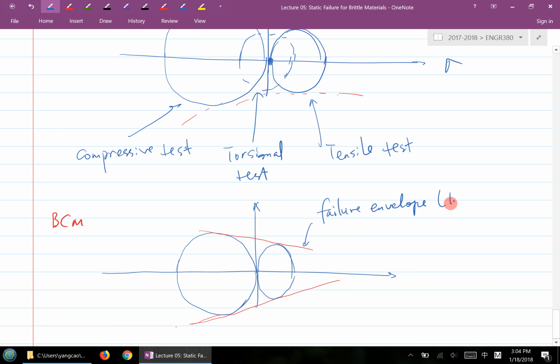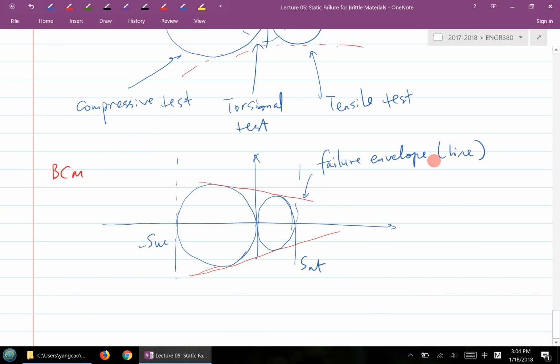Okay, it's a line. It's not anything like a curve. And of course, here's your negative SUC, and here is SUT, as the two boundaries on the left and the right. So basically, now if you think about it, here are the two tangent lines, which are the envelope.